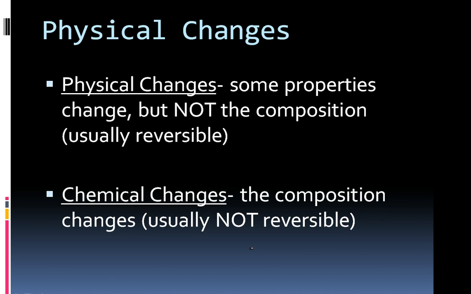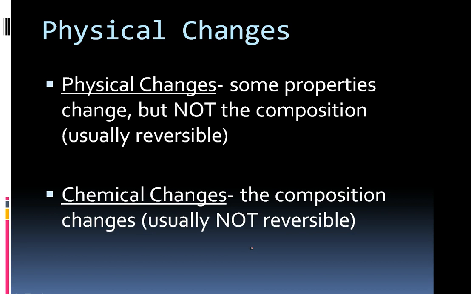Now, we're also going to be talking about physical and chemical changes. These are changes that happen to things where we're either going to change the composition or not. And the big thing to differentiate between the two is whether it's reversible or not. That means if we can change it back or not. So we're going to start off with physical changes. Physical changes are when some of the properties change but not the composition. And again, the composition is what it's made of. Usually this is reversible. We'll go over some examples on the next slide.